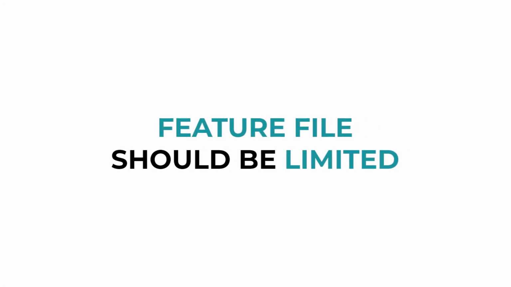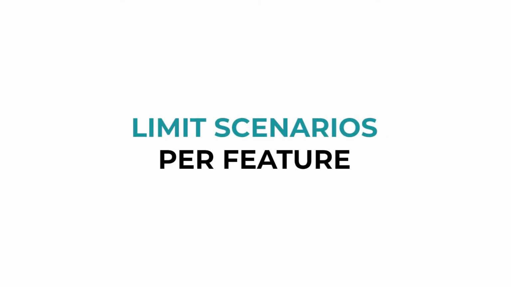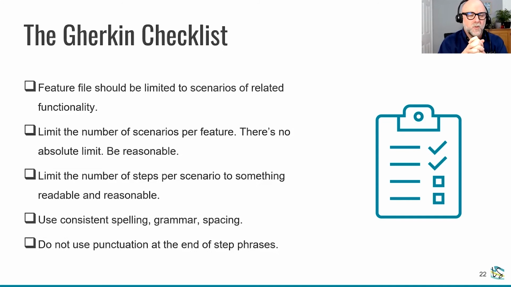So here are some items. Feature file should be limited to scenarios of related functionality. Don't just try to pile all kinds of scenarios into single feature files. Make sure that they are at least related to one another. On that note, limit the number of scenarios per feature. I would not want to put an absolute limit on it. Be reasonable, work with your own team, make sure it makes sense. There are some who would want to impose a limit of like 5 or 6 scenarios per feature file, but I tend not to be very dogmatic that way. Just do whatever makes sense for you and your team.